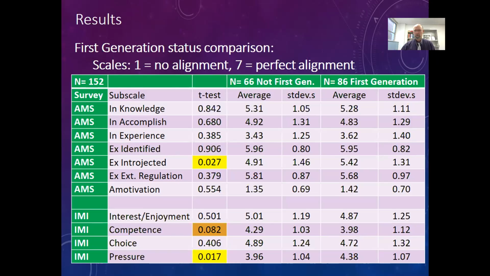Again, the survey was done in the first 3 weeks of the semester. And then in terms of competence, again, maybe not surprising, the first generation students felt that maybe they were a little bit out of their league or a little bit less competent in actually being able to succeed in biology.